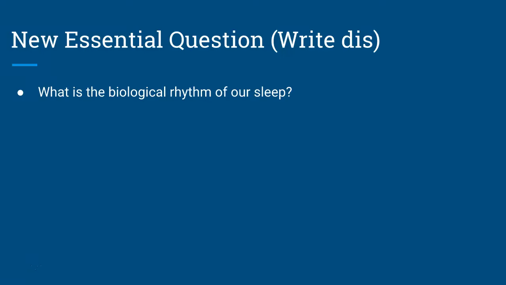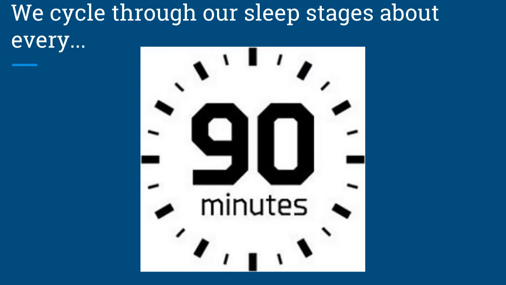Okay. Quite a few essential questions with this unit. We're going to move on to the next one. What is the biological rhythm of our sleep? We cycle through our sleep stages about every 90 minutes. We're going to talk about 5 stages of sleep. Well, yeah, 5 stages. 4 of them are going to be numbered, and one of them is going to be called REM sleep. Okay.